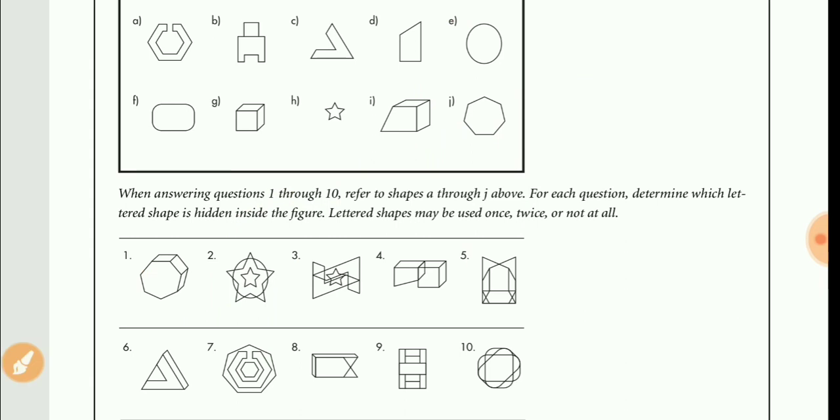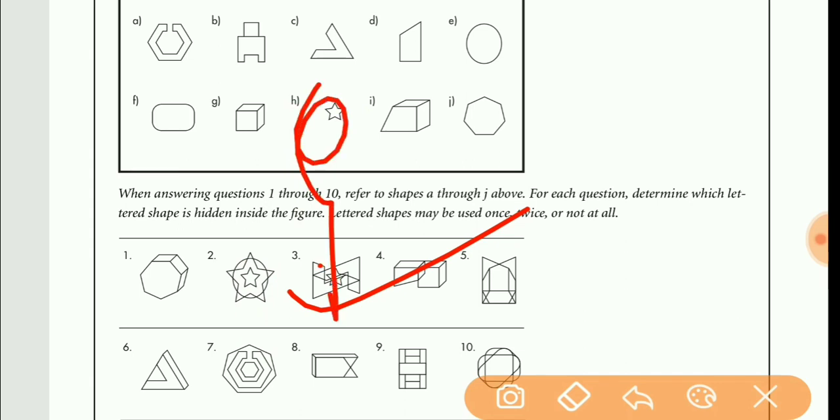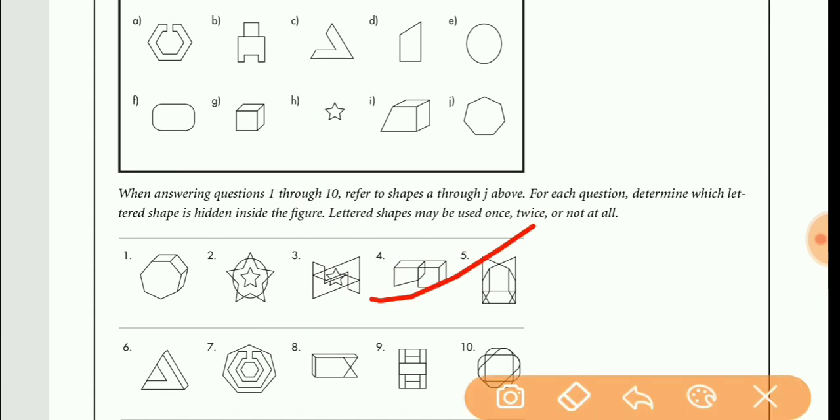Now see the second problem. In this figure which figure is embedded? This circle and this star are embedded in it. Okay, now check the third problem. We can simply solve this. This star is embedded in it, because this type of problem you can simply solve by seeing where the figure is embedded. Now solve the fourth problem.